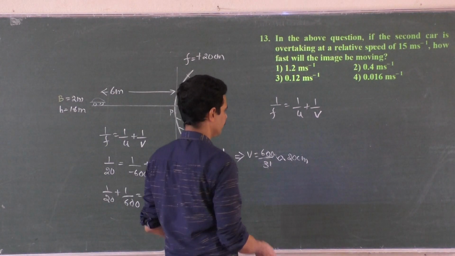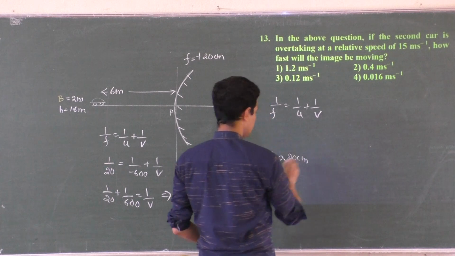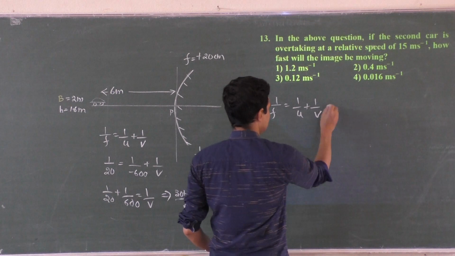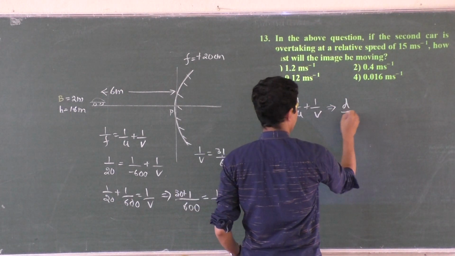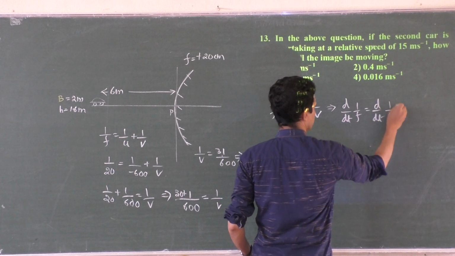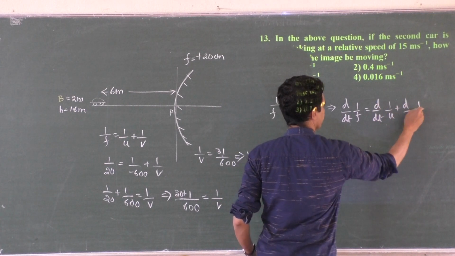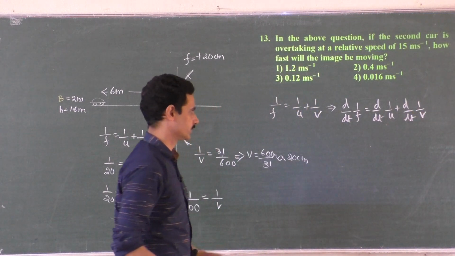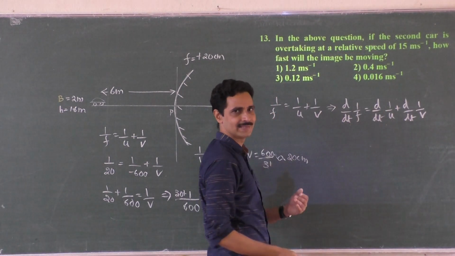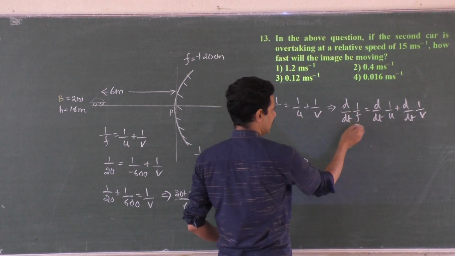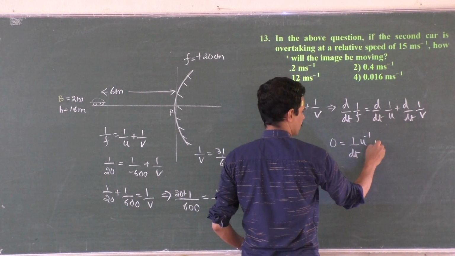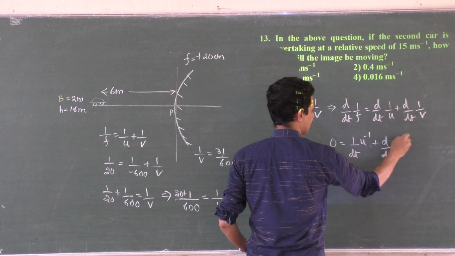So differentiate this one. d by dt with respect to time, because with respect to time the object distance and image distance are changing. So d by dt of 1 by f is equal to d by dt of 1 by u plus d by dt of 1 by v. So this is the way in which it goes. Now what is d by dt of 1 by f? Focal length is a constant, 1 by f is a constant, so that is equal to 0. That is equal to d by dt of u to the power minus 1 plus d by dt of image distance to the power minus 1.